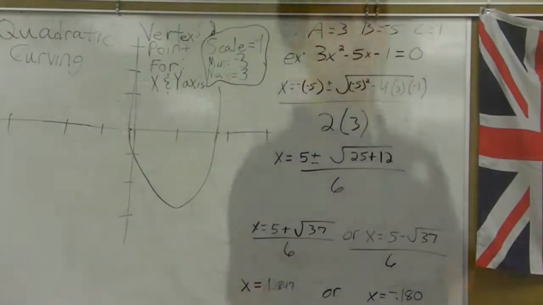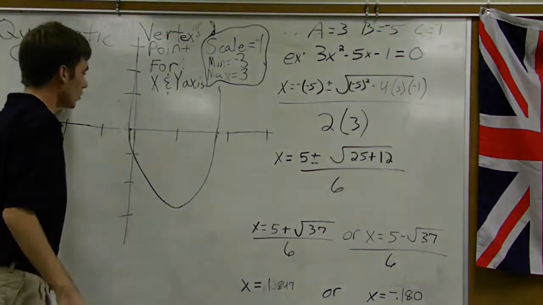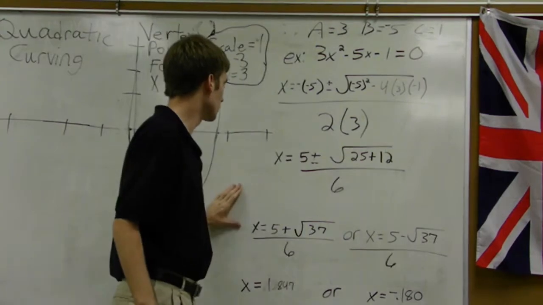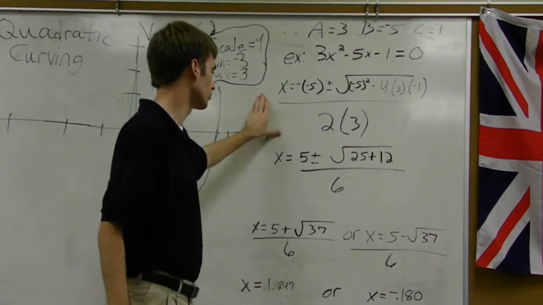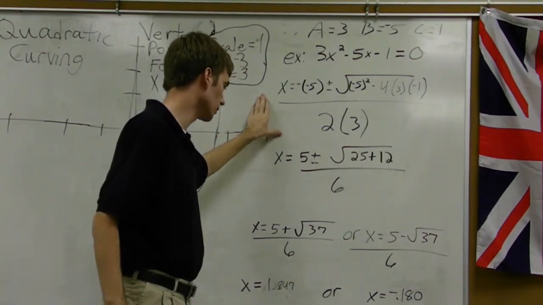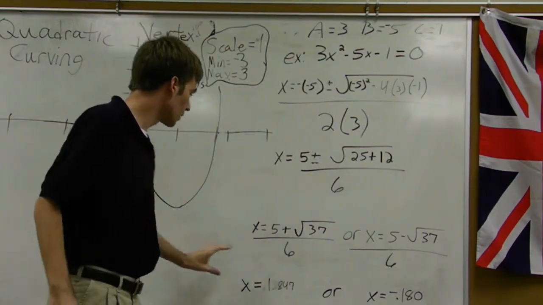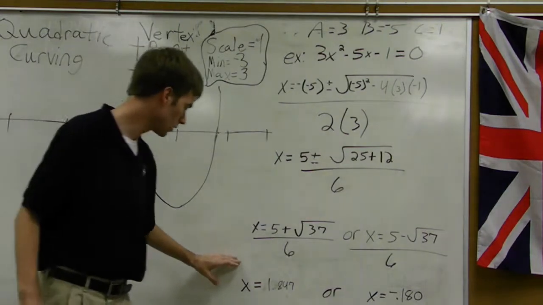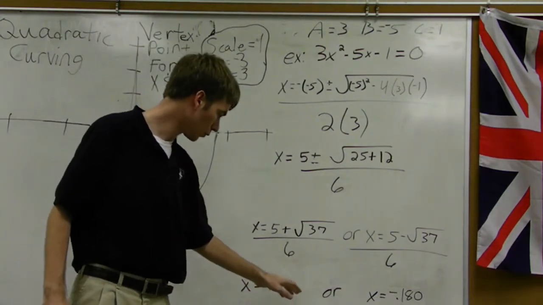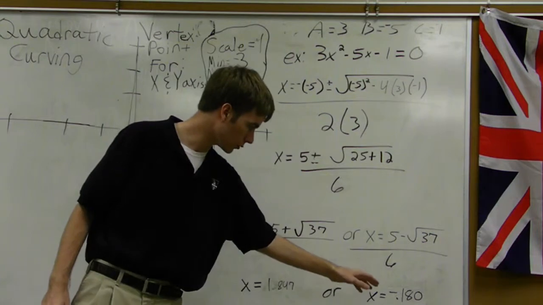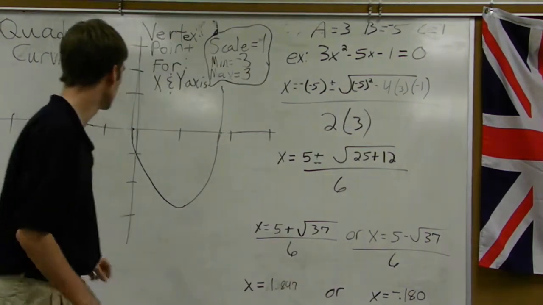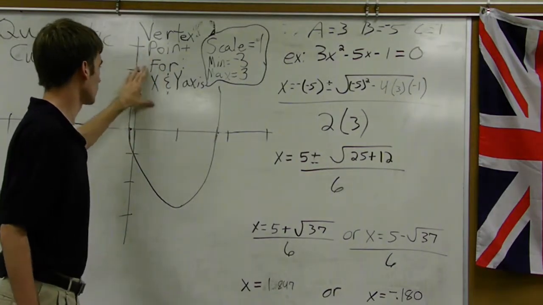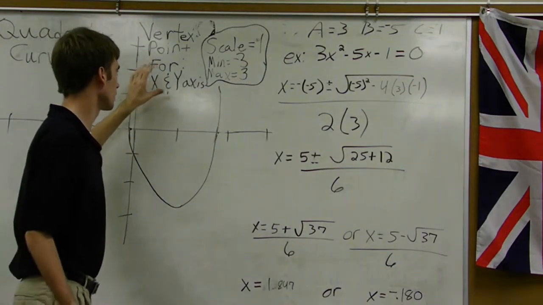So, quadratic curving. In quadratic curving, you're going to graph the solutions that you can get from your quadratic equation, if there are any solutions. In this problem, you can see that we have two real solutions: x equals 1.847, or x equals -0.180. Now, when you graph it, you must set up your window.